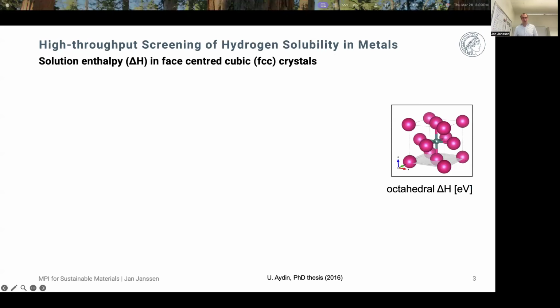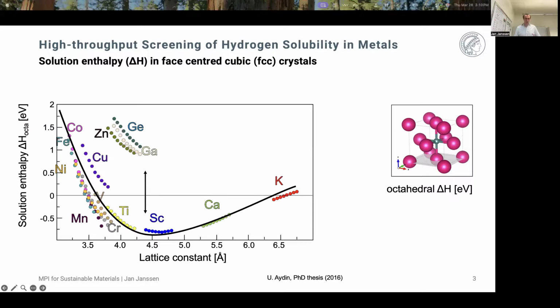And I do this based on a PhD thesis, which is already about 10 years old, where Ugo Aydin in our department looked at the hydrogen solubility for different metals. Hydrogen solubility is very closely related to the embrittlement that we get from hydrogen. He looked at the solubility for FCC crystals and then iterated over the periodic table, and this is shown here.